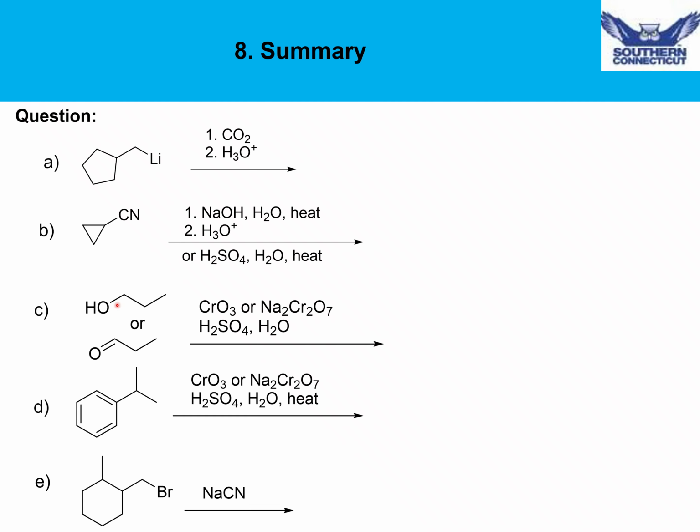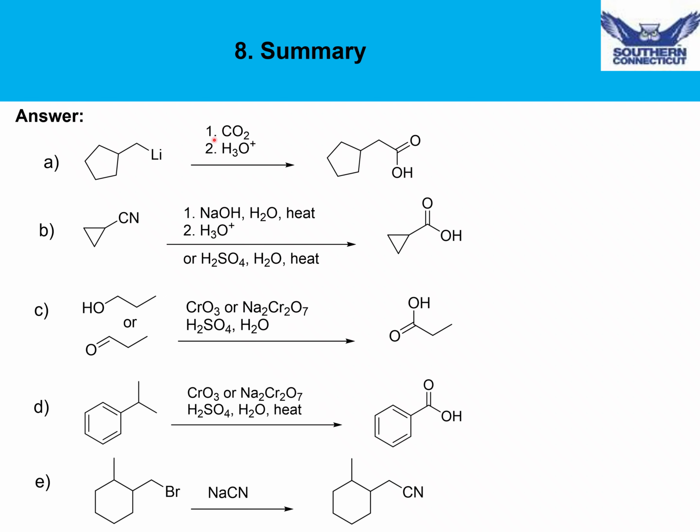If we start off with a primary alcohol or an aldehyde, we can do an oxidation reaction with chromic acid, and that could involve either chromium trioxide or sodium dichromate. If we have a benzene compound that has an alkyl group, we can oxidize this compound with chromic acid as well. Note that we can also do this reaction with potassium permanganate. In the last reaction here, we're going to take an alkyl halide and we're going to add sodium cyanide.